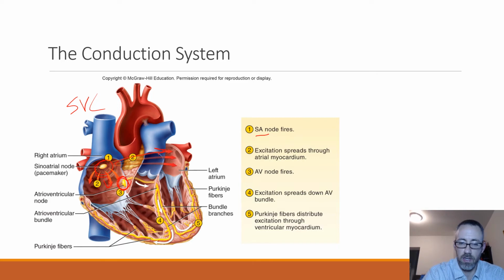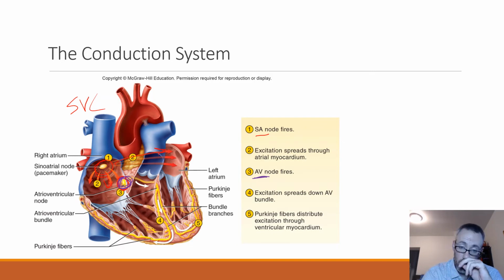Maybe we'll use a different color. See if purple works better. But this right here is referred to as the AV node, or the atrioventricular node. This is another specialized group of tissue that's between the atria and the ventricles. And all the signals from the atria are going to come together at the AV node.